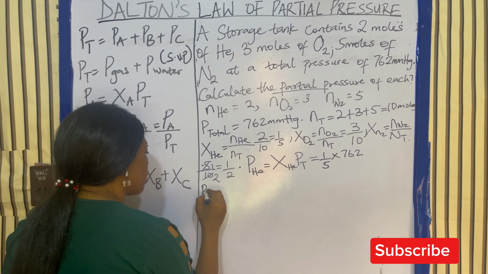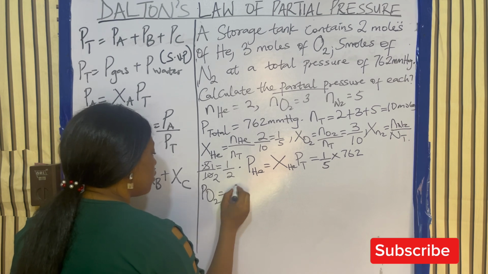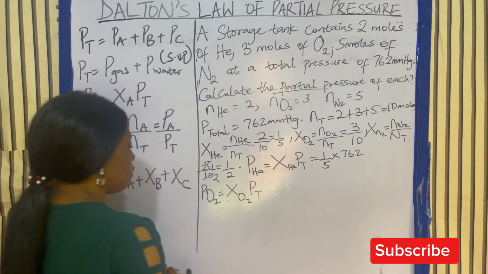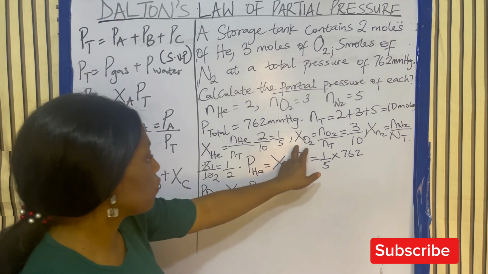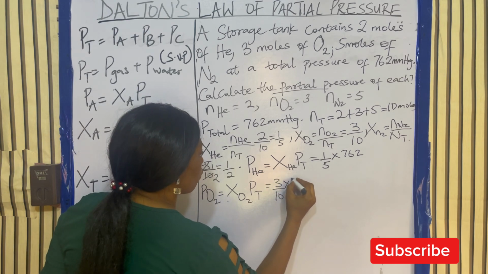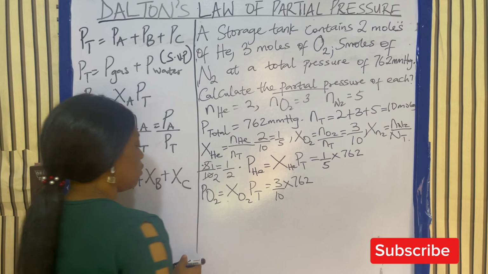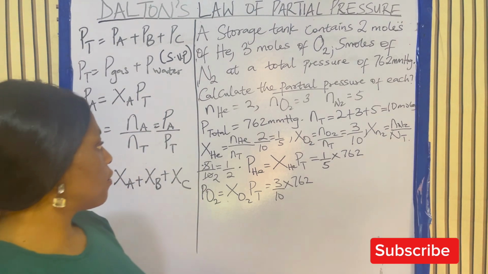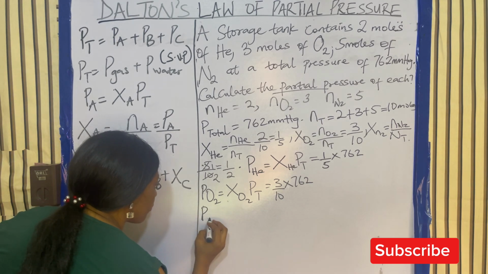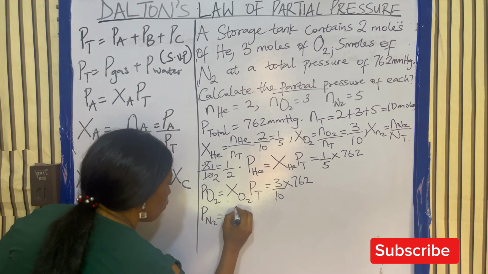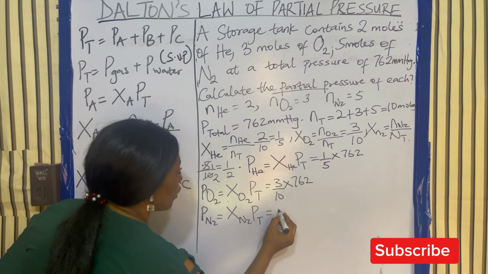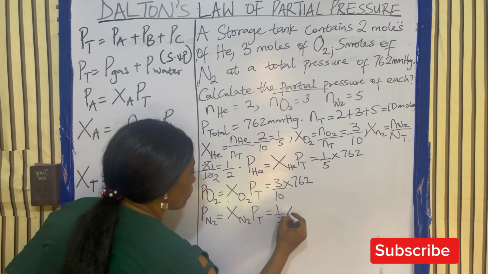Then the partial pressure of oxygen will be what? Mole fraction of oxygen multiplied by P total. What's the mole fraction of oxygen from the question? 3 over 10, multiplied by the total pressure. Then the last but not the least is that of nitrogen. The partial pressure of nitrogen will be mole fraction of nitrogen multiplied by P total. And the mole fraction of nitrogen is 1 over 2 multiplied by P total.